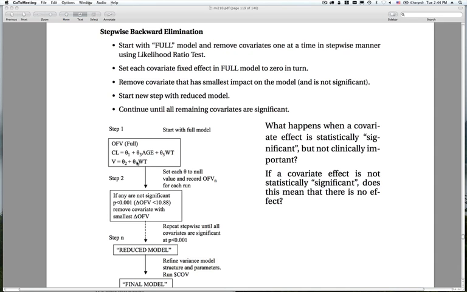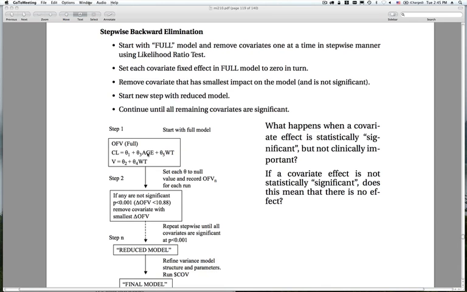So starting at a full model here, for example, we have clearance, which equals some relationship of weight and age, and volume, which has some relationship with weight. You start that and you remove covariates one at a time in a stepwise manner. The way you do that is you set each effect to its null value. In this case, it's additive, and so it's going to be 0. But if it was a power model for a categorical covariate, the null value is actually 1. So you have to think about the math here, what value of the theta causes that effect to disappear? And depending upon the parameterization, it could be 1 or 0, or, depending upon how you write the model, it could be a different value too.